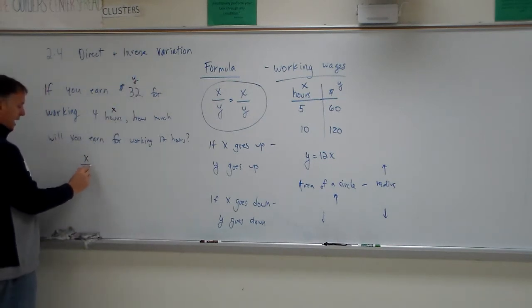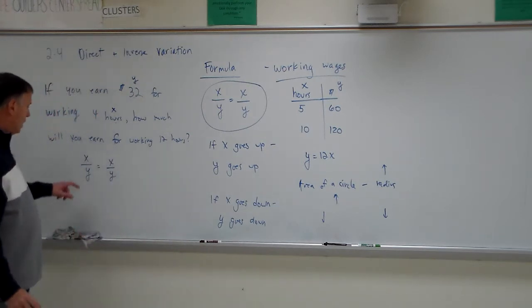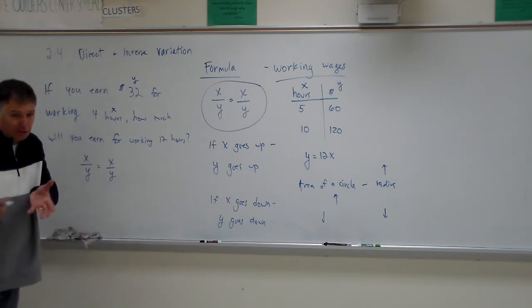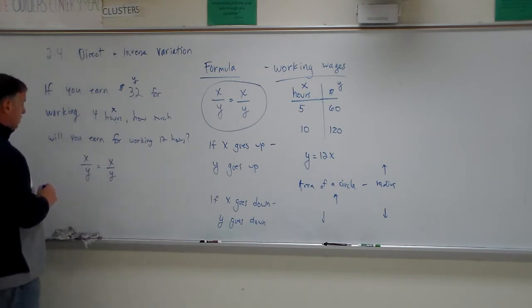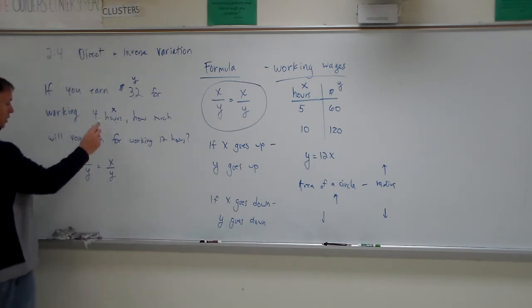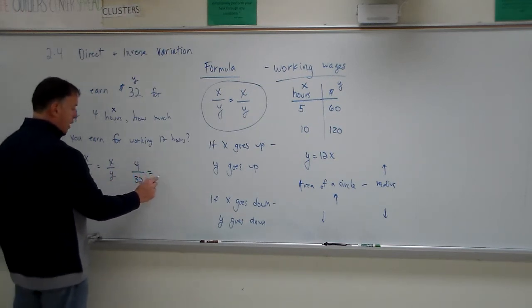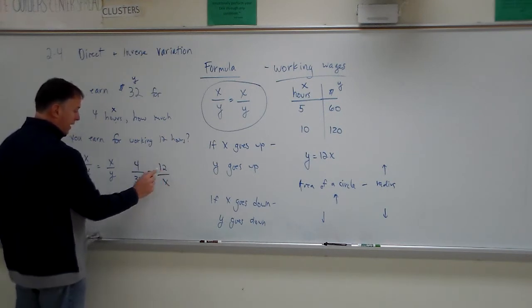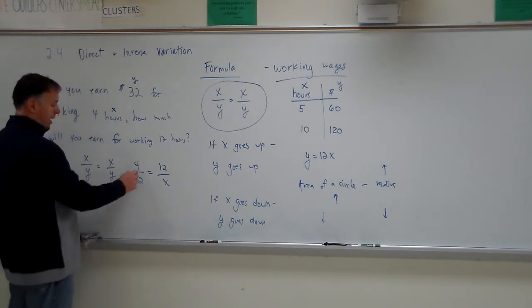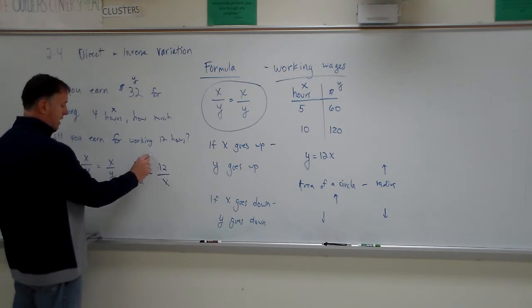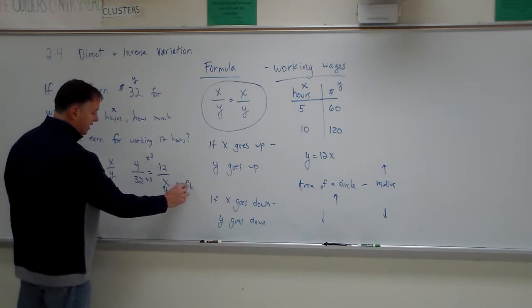So my formula is x over y equals x over y. When it's direct variation, you put one variable directly over the other. That's one way to remember your formula. We said x was hours, so when you work 4 hours, you make $32, and they want to know how much you make if you work 12 hours. There's a couple ways you can do this. One way is to say 4 times what is 12? 4 times 3. 32 times 3 is 96. So x equals $96.